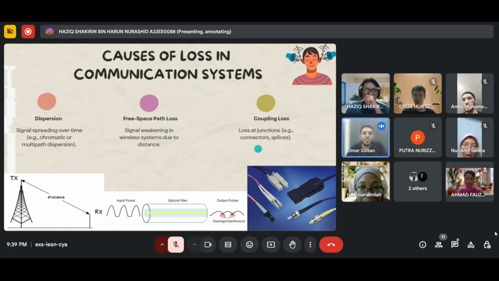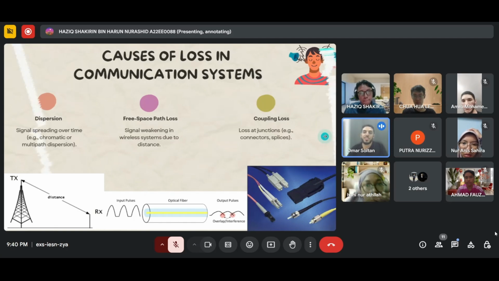And lastly, we have coupling loss. This happens when the signal moves from one part of the system to another, like through connectors or splices. If the connection isn't perfect, some of the signal's energy is lost. And here are some examples of the cables, or we can say the connectors. So noise and loss are big challenges in communication systems, but we can reduce their effect by using better materials, amplifiers, and error correction. Next, Mr. Jonathan will explain more on that.